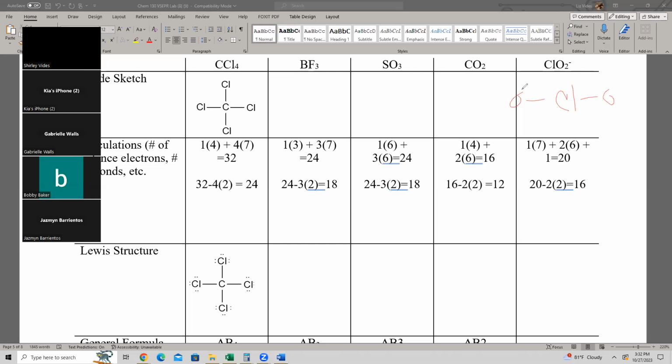Always do the outer ones first. 1, 2, 3, 4, 5, 6. So 6. And I'm just going to start counting. 8, 10, 12, 14, and 16.